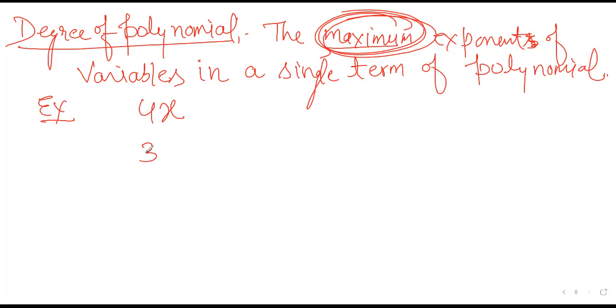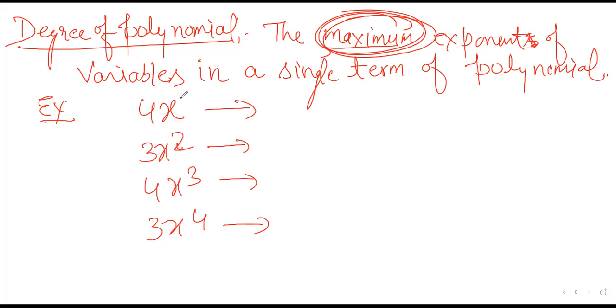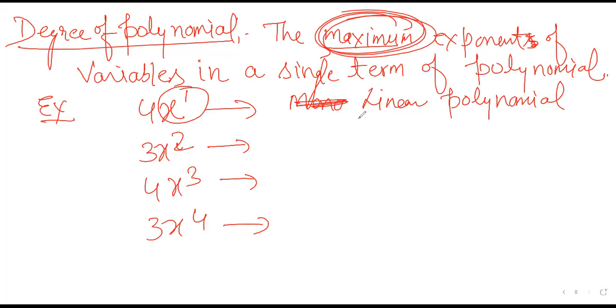4x, 3x square, 4x cube, 3x4. What is the max? Here the variable's power will be 1. So this is a linear polynomial. So this is the degree of the polynomial. Means the degree of this polynomial will be 1.